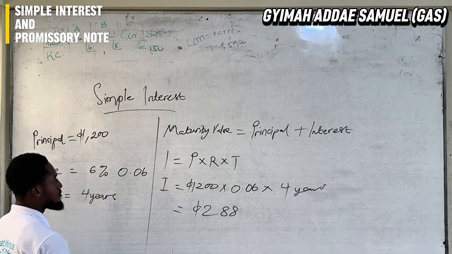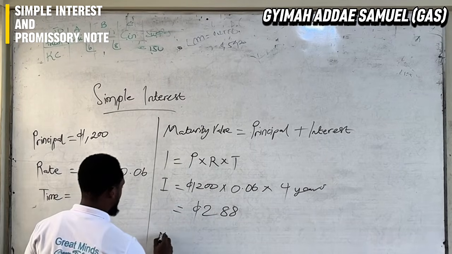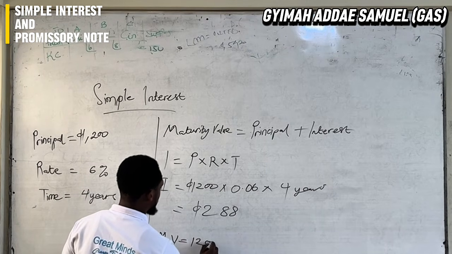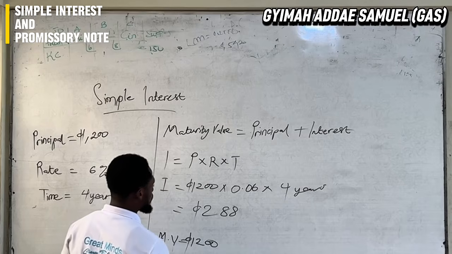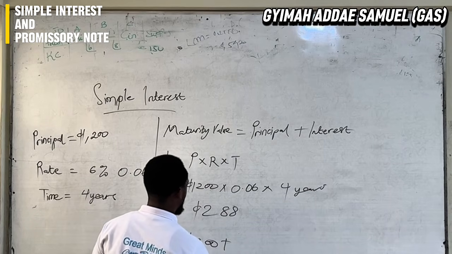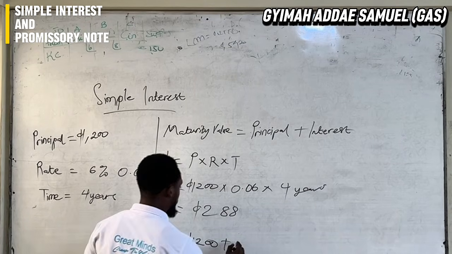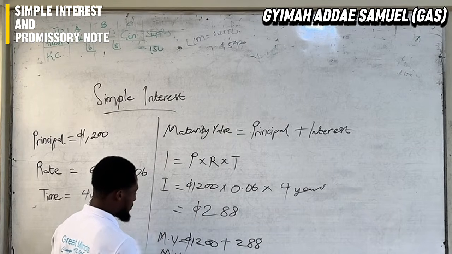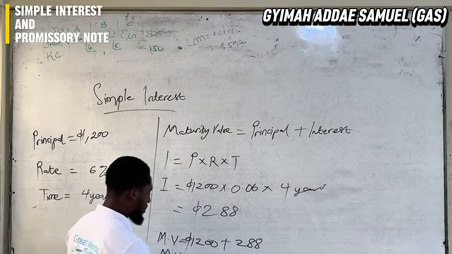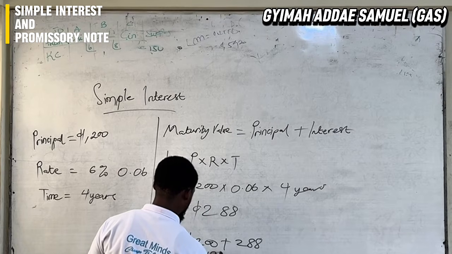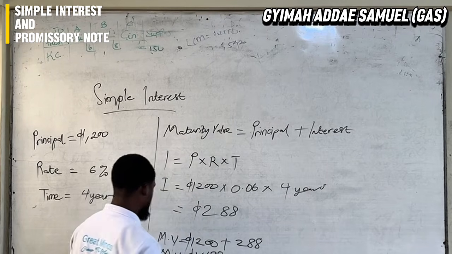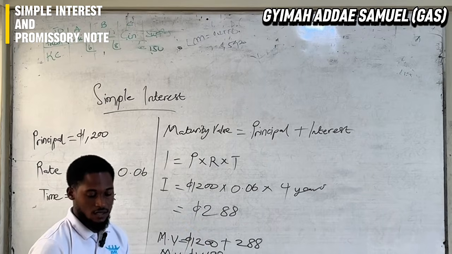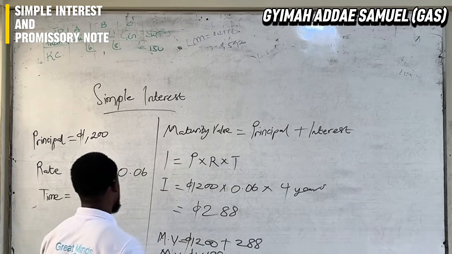So after getting our interest, we go ahead to find our maturity value. So we add our interest, which is 288, to our 1,200, which is our principal. And we are getting 1,488 as our maturity value. Let's move on to another example.